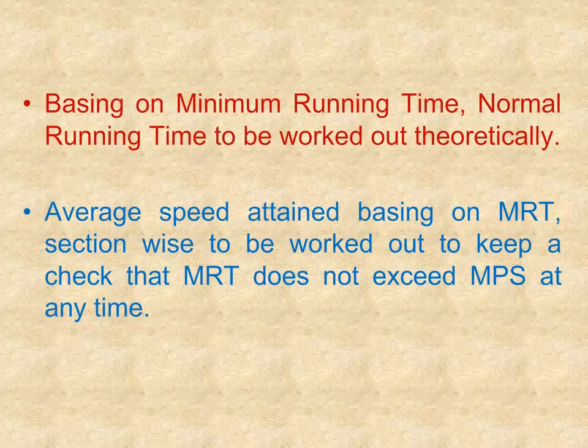Based on minimum running time, normal running time is to be worked out theoretically. Average speed attained, based on minimum running time, section wise, is to be worked out to keep a check that the minimum running time does not exceed the maximum permissible speed at any time.